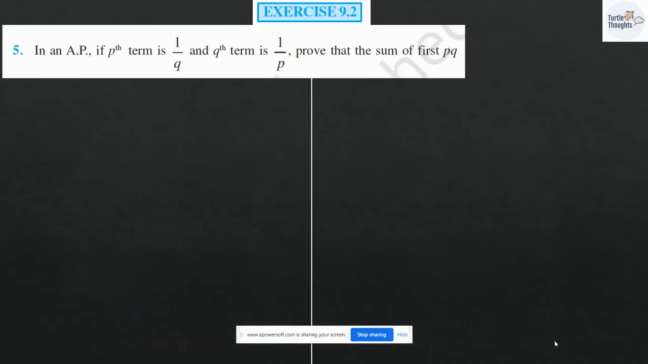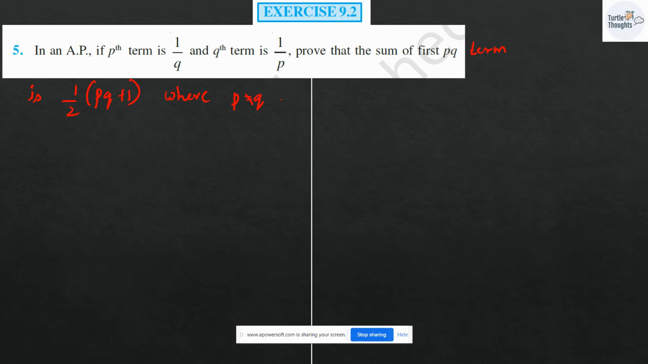Fifth one. In an AP, pth term is 1 by q and qth term is 1 by p. Prove that sum of first PQ terms. I think here the question is missing, let me just add the same. First PQ terms is 1 by 2 into PQ plus 1, where P is not equal to Q.